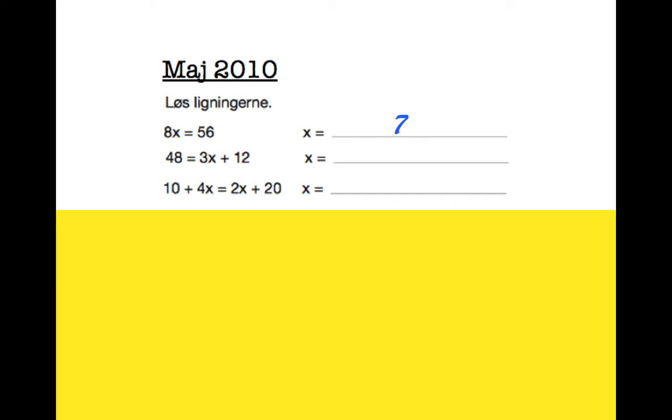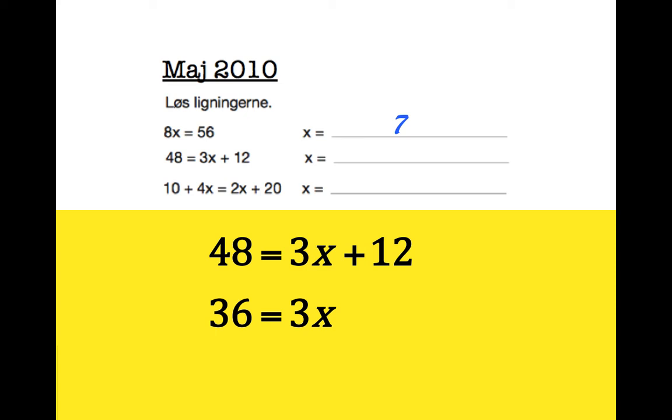The second one is 48 equals 3x plus 12. Now first of all, we'd like to get the x bit on its own, so we need to take away the 12 from both sides. So doing that, we get 36 equals 3x, but we don't want to know what 3x's are, we want to know what 1x is on its own. So we divide both sides by 3 to get x equals 12.